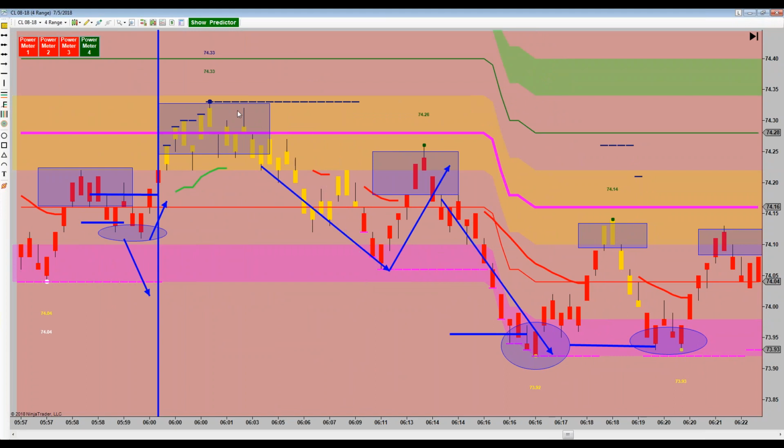Here the market came down and found support down here, 74.06 from this thrust short right here. Now, see how these bars are closing up against the trend? Can you see that? Each one of these bars is closing up against the trend. That is the definition of a retracement. The trend is down, however, the bars are going up.